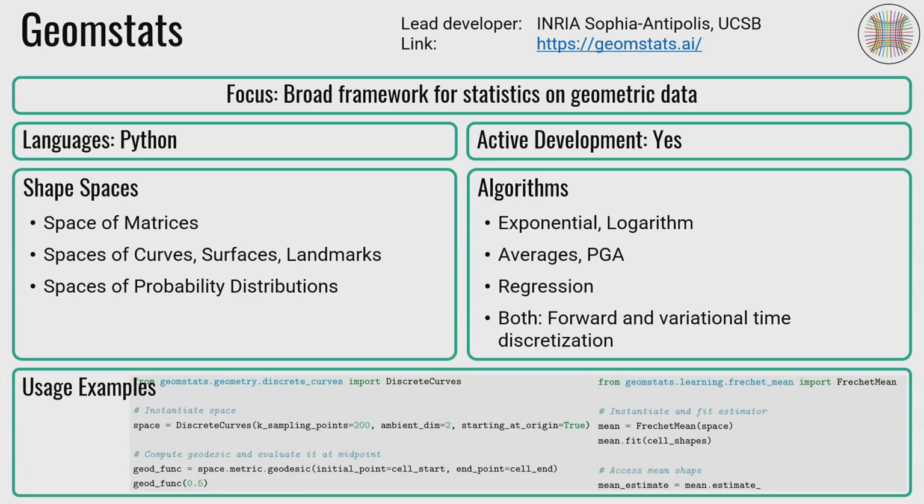And then the big player there is Geomstats from INRIA Nice and UC Santa Barbara. They want to build a broad framework for statistics and geometric data based on this kind of shape space framework. This is still very much active in development. It's in Python, but you can use PyTorch, you can use NumPy, whatever. They have different backends. They have all kinds of spaces implemented. Classically they have spaces of matrices, which may also be interesting for shapes, but you have curves, surfaces, landmarks, probability distributions. They have basically abstract frameworks so that once you have a space and a metric implemented, you can easily implement all the algorithms like exponential and logarithm on top.